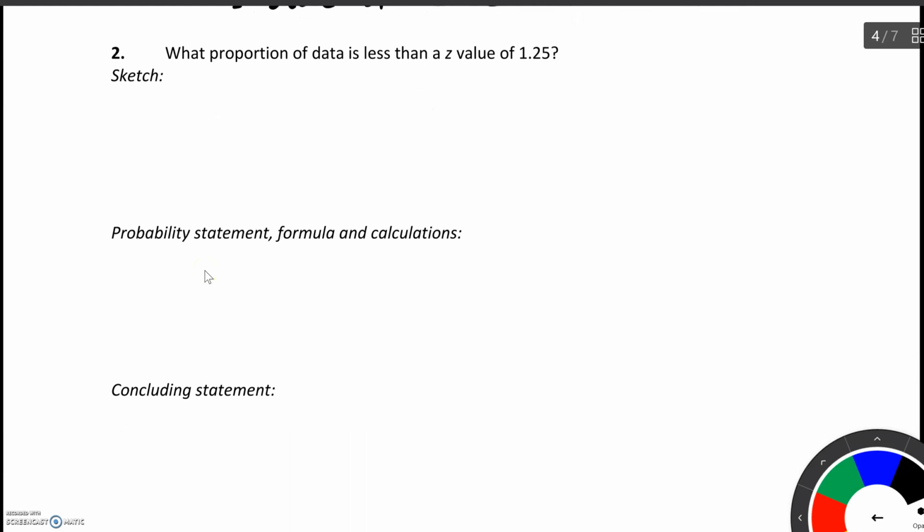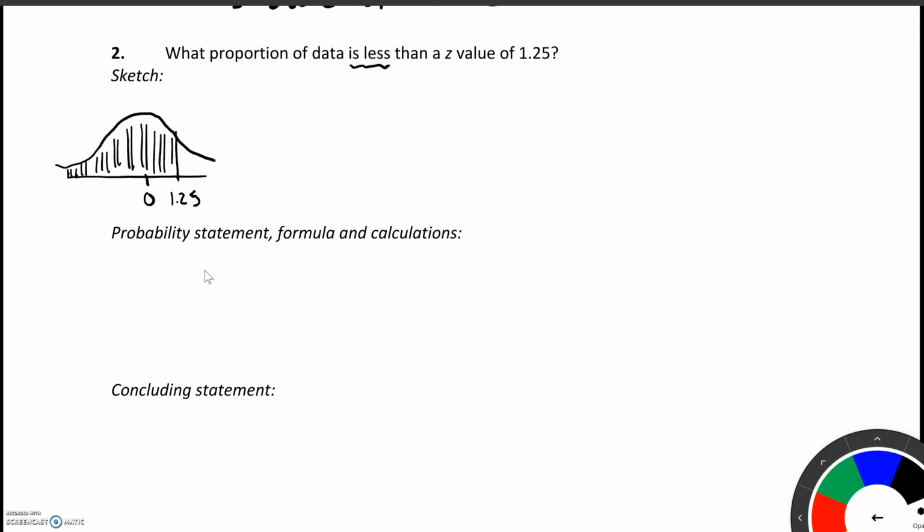You can now try the next practice problem. Determine what proportion of data is less than a Z-score value of 1.25. Start by drawing your sketch. Think about whether your Z-score value is positive or negative, and whether you're looking for values less than, greater than, or between two Z-score values.